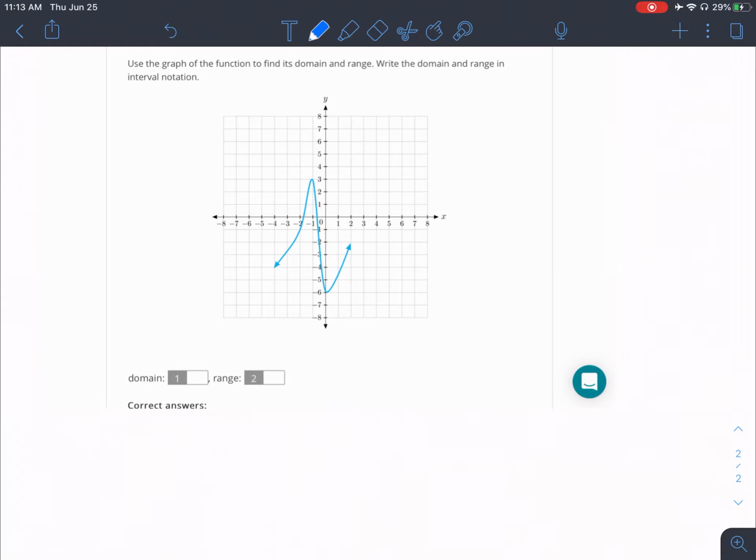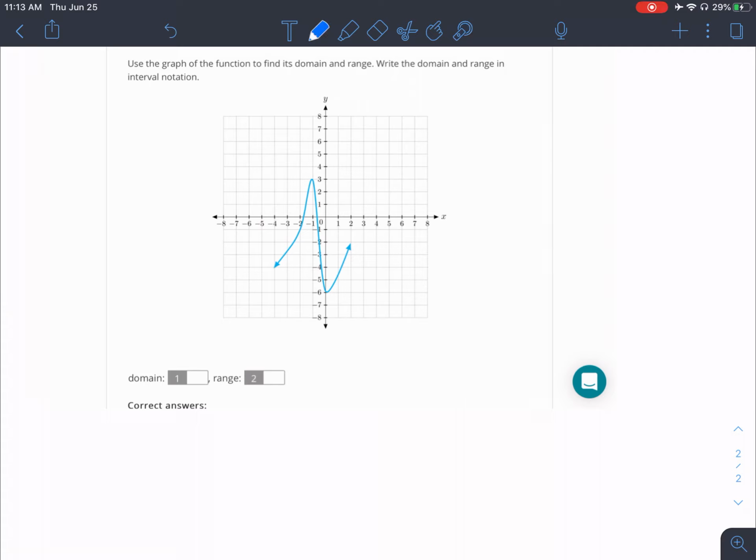Hello, class. So we're going to do the second example of finding the domain and range using the graph of a function. And again, we're going to express it in interval notation. So unlike the other graph, this one here has arrows. And remember that when a graph has arrows, it's telling you that it goes on forever in that particular direction. And then here it goes on forever in this particular direction. It never actually stops, okay?